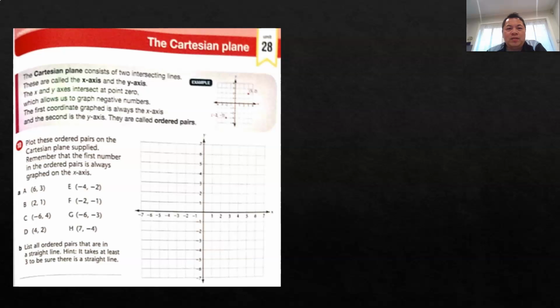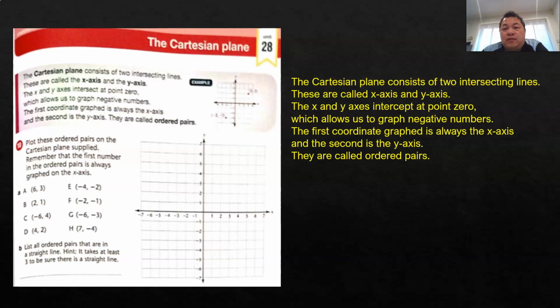Oh yeah, the other lesson is actually on the Cartesian plane. Sorry. We have briefly touched on it before, so here are things to take note of. The Cartesian plane consists of two intersecting lines. One is called the x-axis and the other is called the y-axis. The horizontal line is considered the x-axis and the vertical line is called the y-axis.